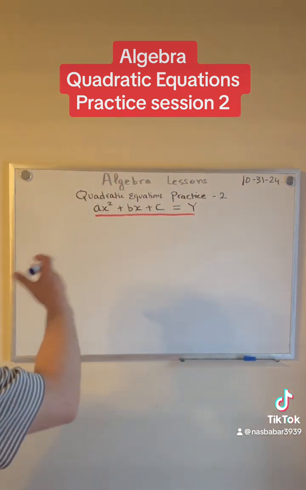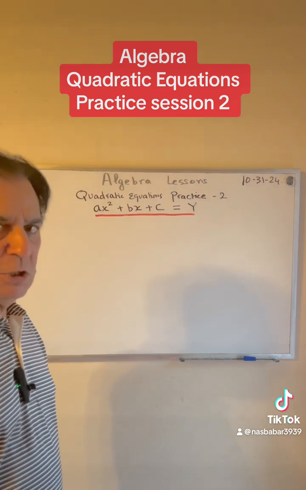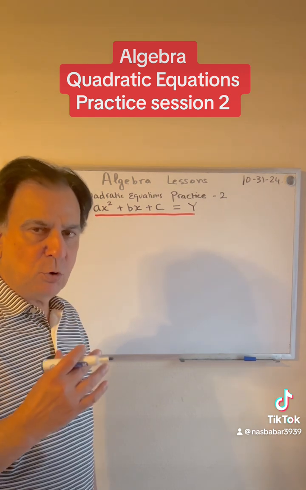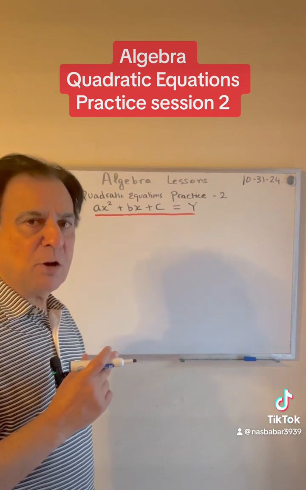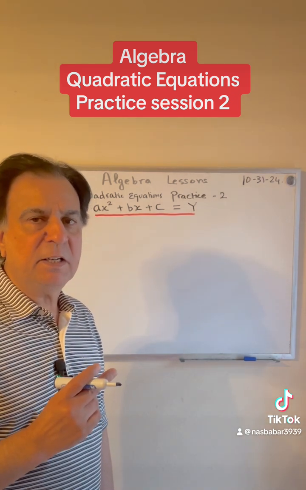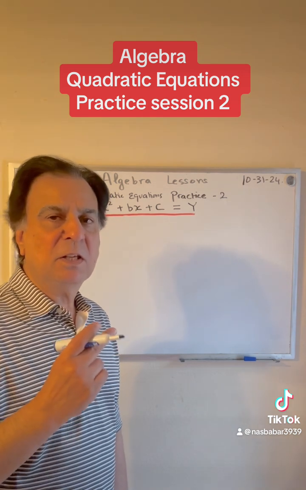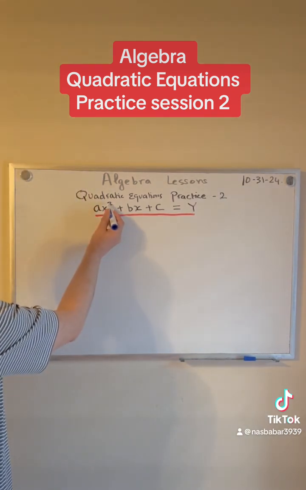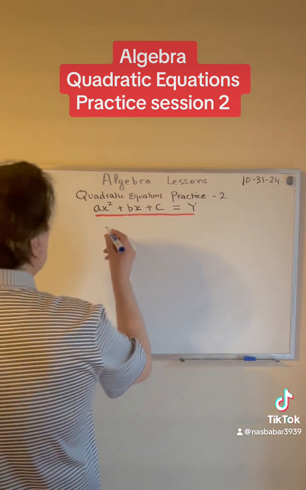I've already explained what exactly a quadratic equation is. If you need to understand that, you need to go back and check out my practice session number 1. But essentially, a quadratic equation is an equation which has a second degree. This coefficient right here defines the degree. So let's go ahead and write a problem and see if we can solve it.